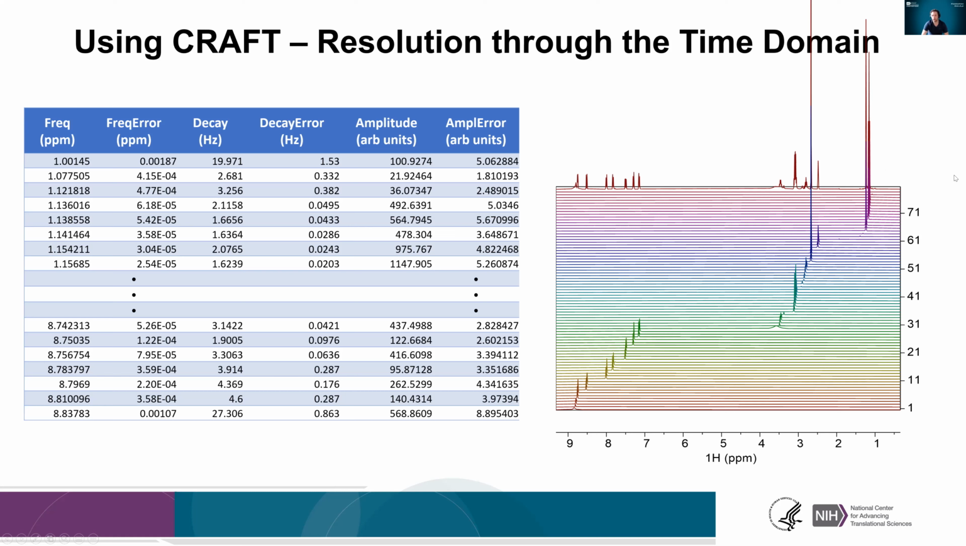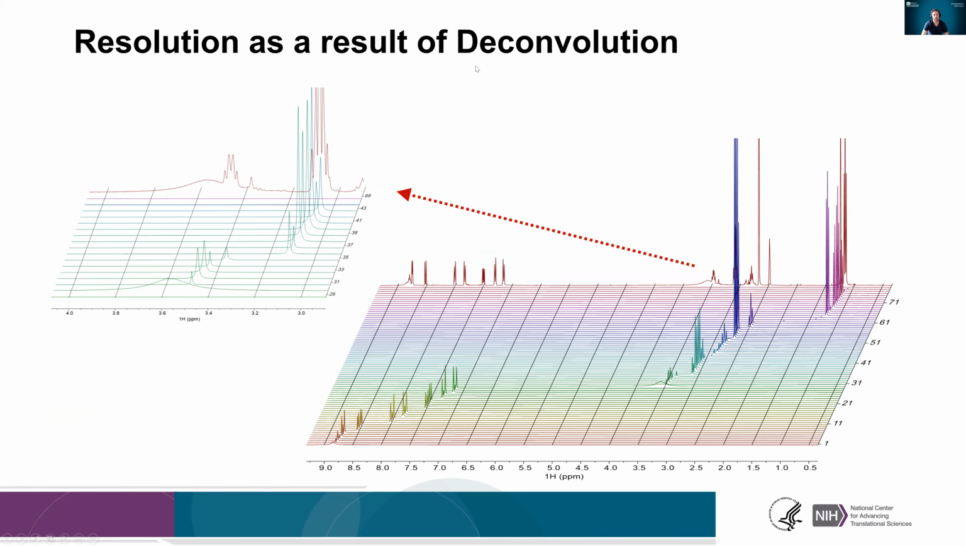And so it identified over 80 different peaks, but for all of these there is, like I mentioned, a frequency, an amplitude, and a decay. So why is this helpful? Well, we get an increase in resolution as a result of deconvolution using this Bayesian process.